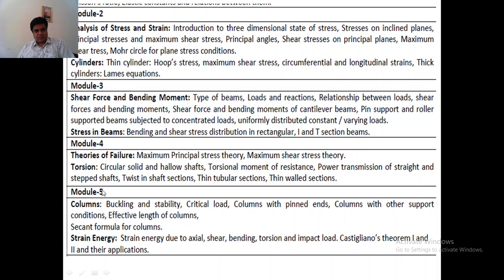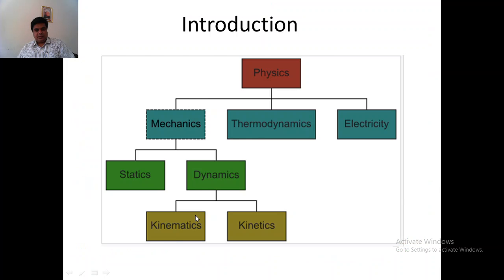And in module 5 we look at columns. Just like beams in structural members, similarly we have columns in structures, particularly civil structures, your buildings and all those things. We look at how to analyze the columns with the different theorems. And in the end we look at the strain energy, how the energy is stored in the material with the different kinds of loading. So this is about the syllabus of this course.